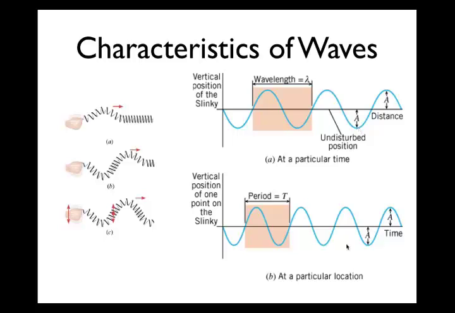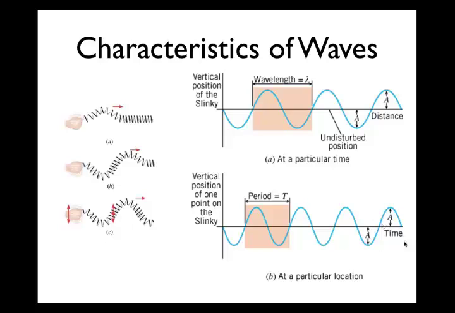You could, however, sit and watch the spring just at one particular location. So imagine that you just watch the spring where this red dot is in part C of the diagram. Well, you would also see the spring bouncing up and down at that point. So if you graphed the vertical position of the slinky as a function of time, you would get a very similar pattern in terms of the graph.